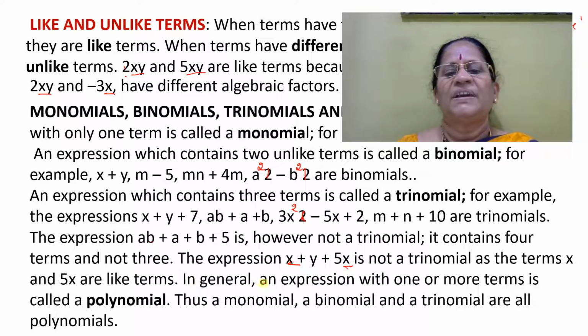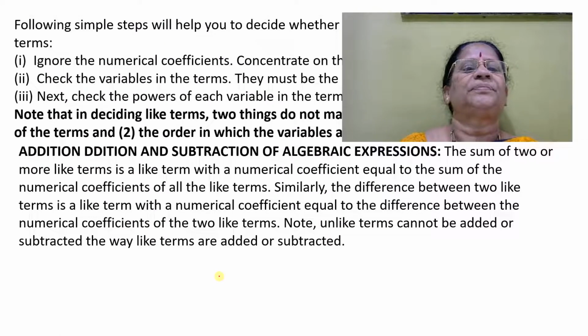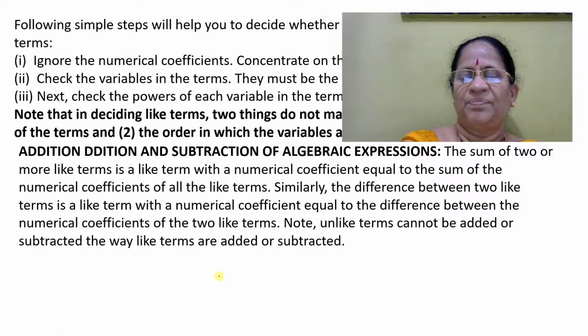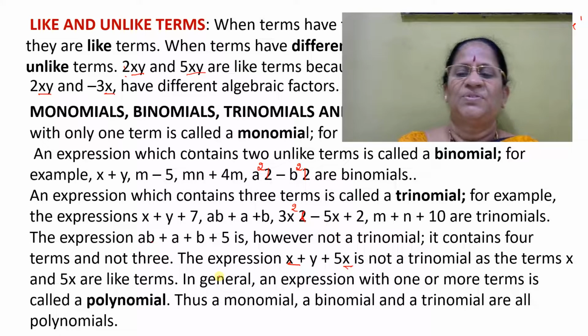In general, an expression with one or more terms is called a polynomial. So a monomial, a binomial and a trinomial are all polynomials. That means you will have another definition for a polynomial. I think you will learn the extended definition of polynomials this year, that is in the 8th standard portion. Till 7th standard you have learned that an expression with one or more terms is called a polynomial.